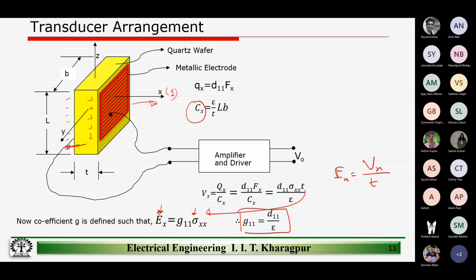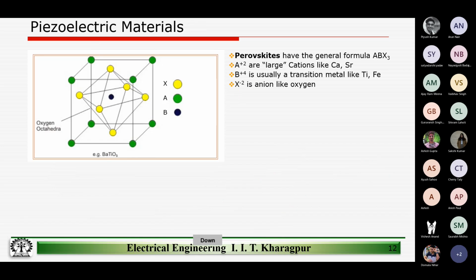One of them we are calling D, and D we have used to relate the charge and the force, whereas the coefficient G, we are relating it to the electrical field that has developed to the stress, right? So that's what we'll remember. And now we'll also, so we talked about quartz, and quartz is good.